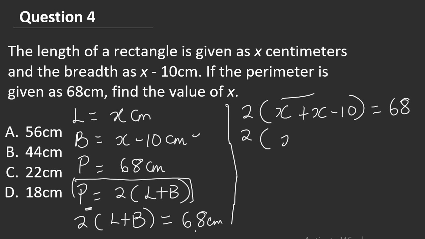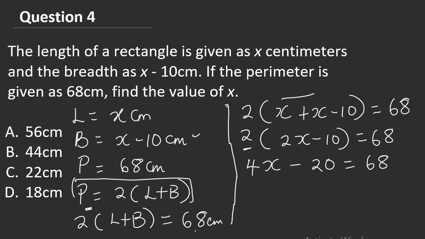2 bracket x plus x will give us 2x minus 10 equal to 68. Break the bracket by using 2 to multiply each term in the bracket. 2 times 2x will give us 4x minus 2 times 10, 20, equal to 68. Collect like terms, move minus 20 to the right. 4x equal to 68 plus 20. So 4x is equal to 88.